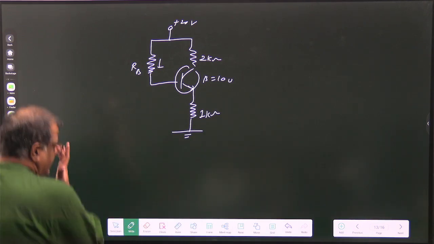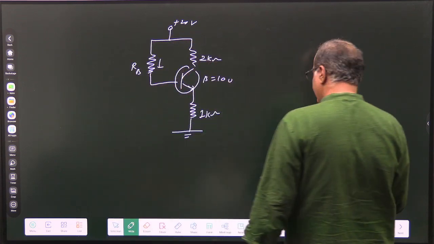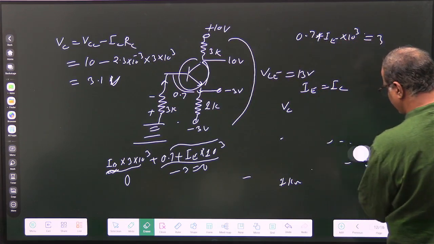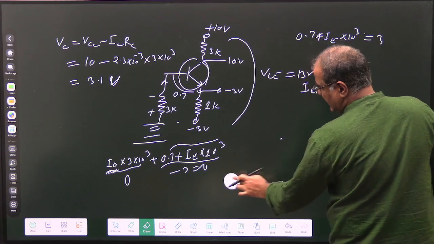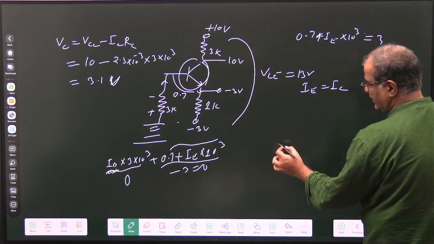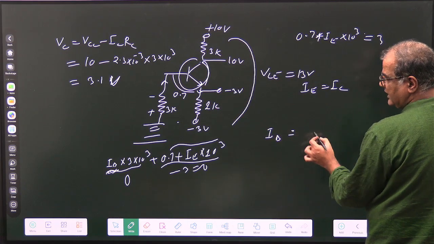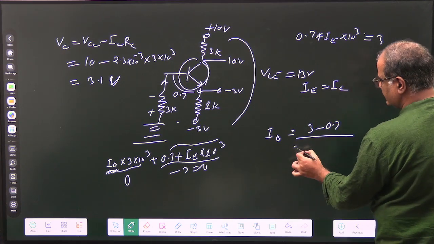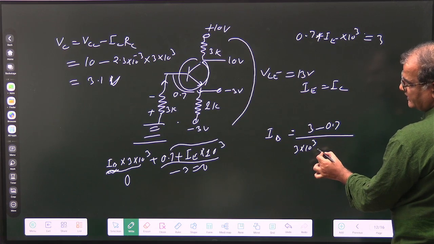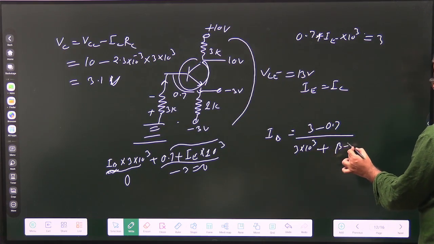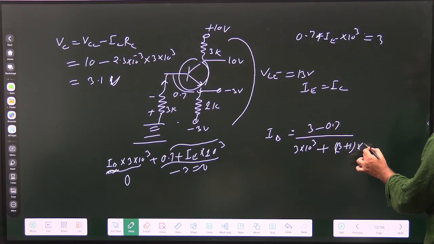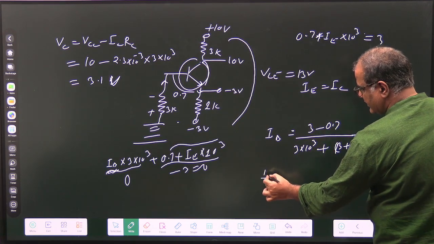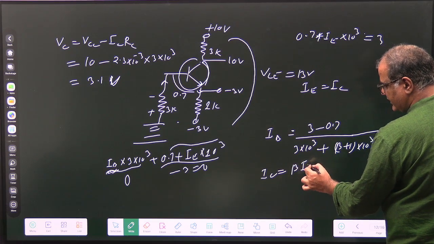Okay, so for the last question, we should not put the 0. Directly he is saying this is a good method. You can get the IB value here. So what is the IB value? Tell me. IB value is 3 minus 0.7 and then 3 and then plus beta plus 1 into 1 into 10 raised to the power. It is correct. Yes. Now you want IC, so IC will be your beta IB. You're telling like that, na?